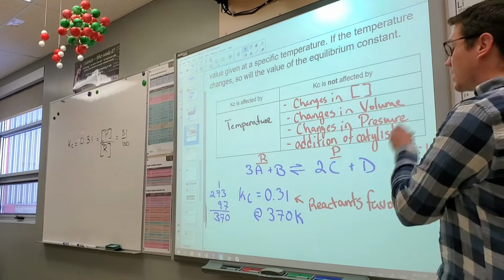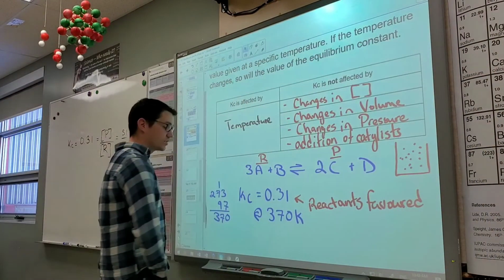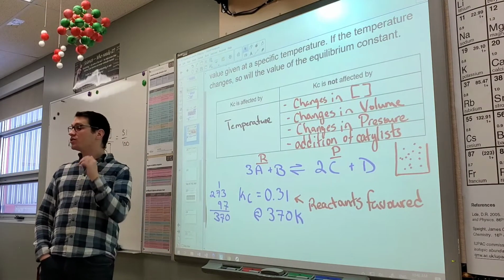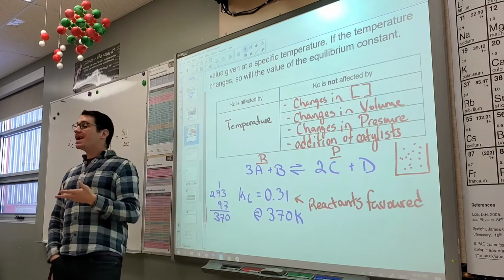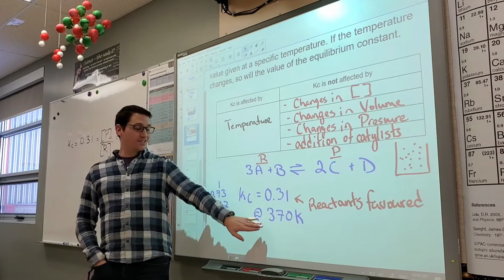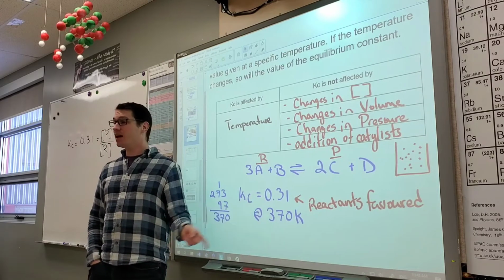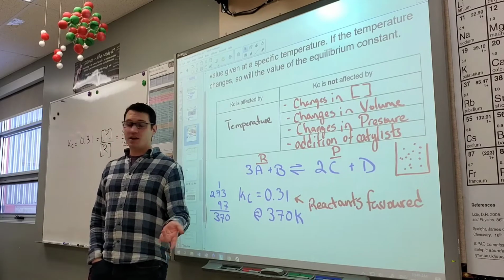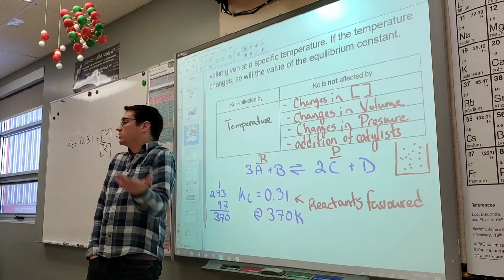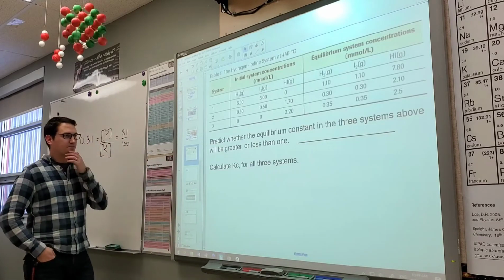The only way you can change the Kc value for a particular chemical reaction is by changing the temperature of that reaction. So most of the time I will tell you, okay, I'm not trying to distract you when I say, oh, the Kc for this reaction is 0.31 at 370 Kelvin. I'm not trying to tell you that you have to use that temperature. I'm trying to tell you that this Kc value only applies at that temperature. What if we were at 500 Kelvin? Could we use this Kc value to do anything? No, you couldn't do it. You couldn't use it for anything, right? So it's totally useless information if you're not at that temperature.